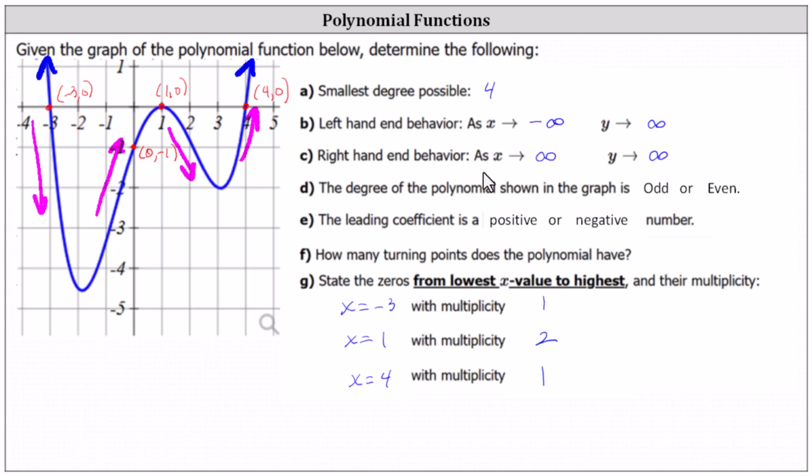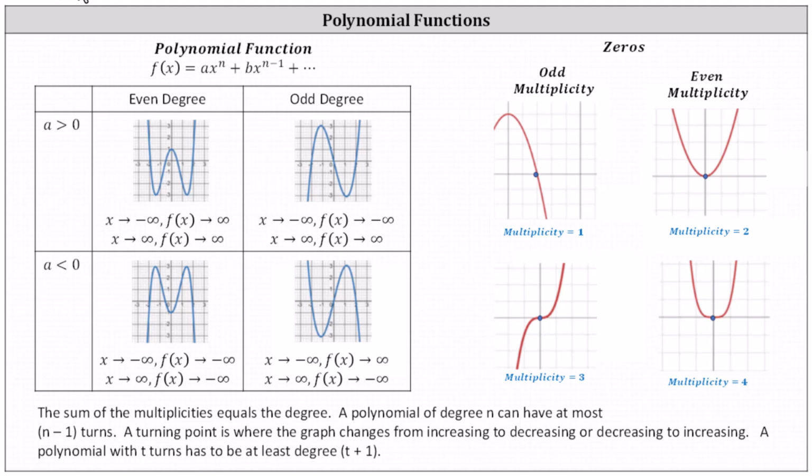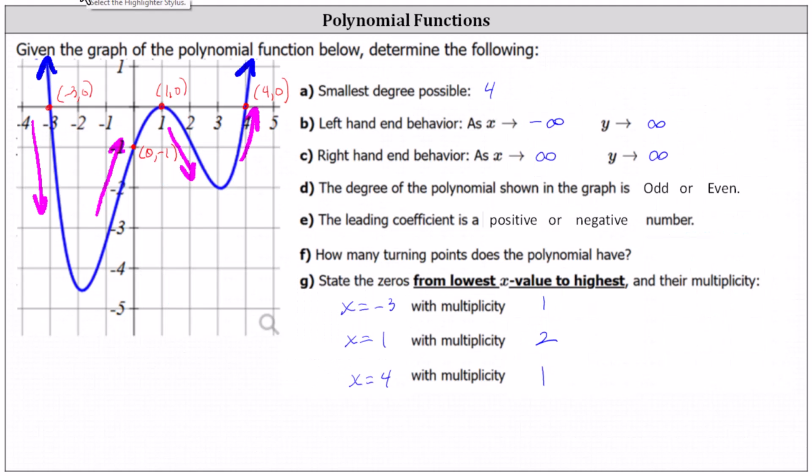From here we should recognize for the left and right hand behavior, if y or f of x are both approaching positive infinity, then the degree is even and the leading coefficient is positive. For a quick review, looking at the table here on the left, if for the left hand behavior f of x approaches positive infinity, and for the right hand behavior f of x approaches positive infinity, then the degree is even and the leading coefficient a is greater than 0 or positive. Which answers the next two questions. We now know the degree of the polynomial shown in the graph is even and the leading coefficient is positive.